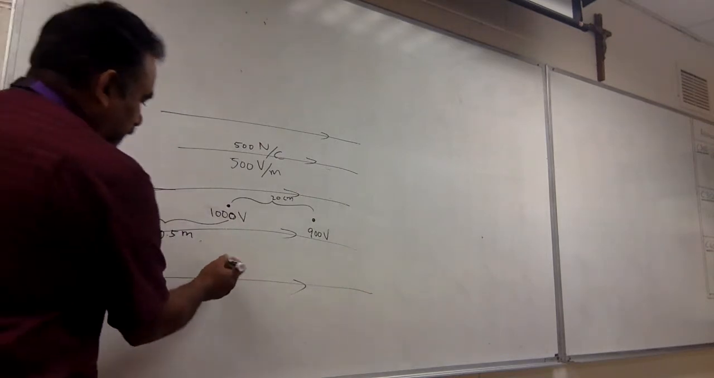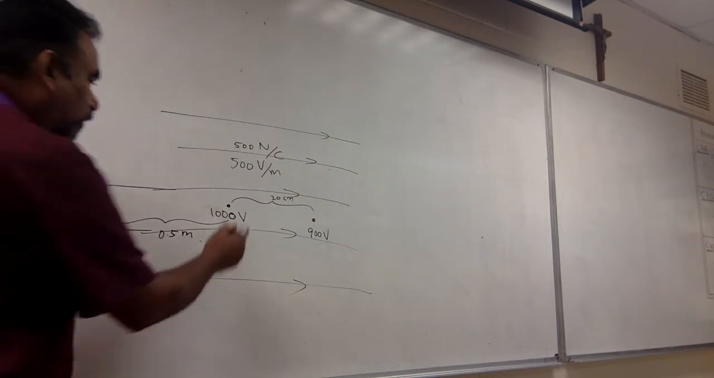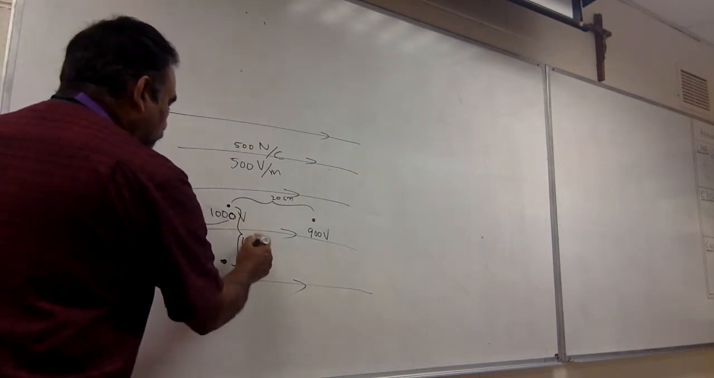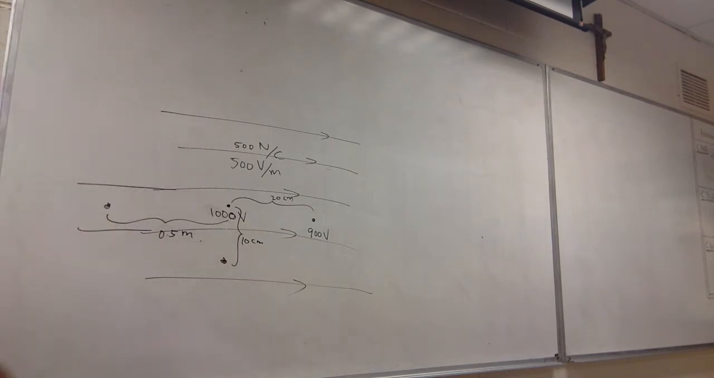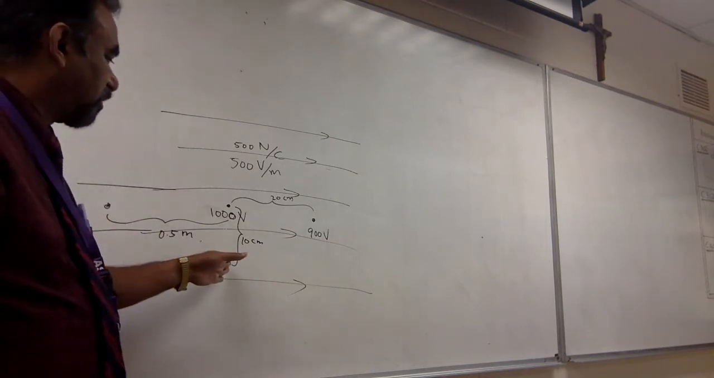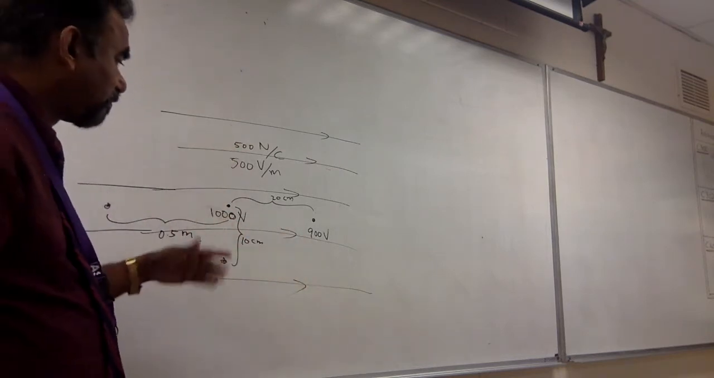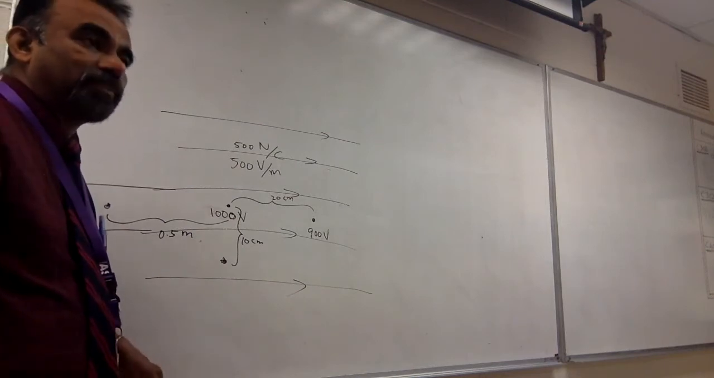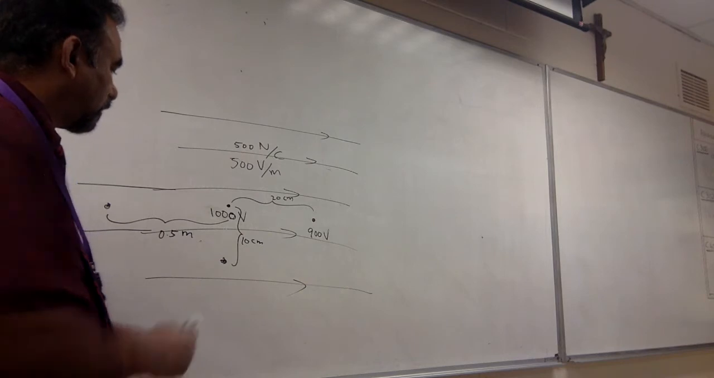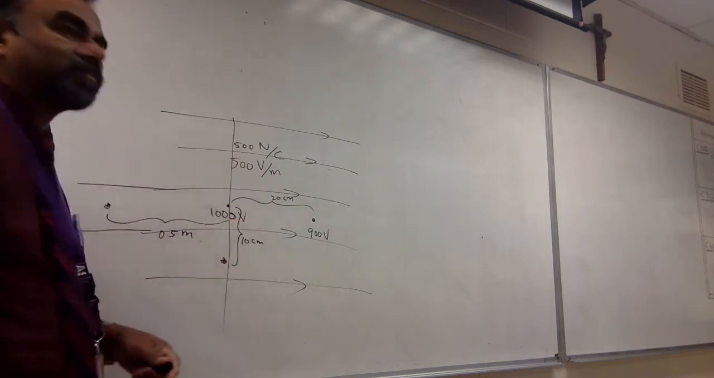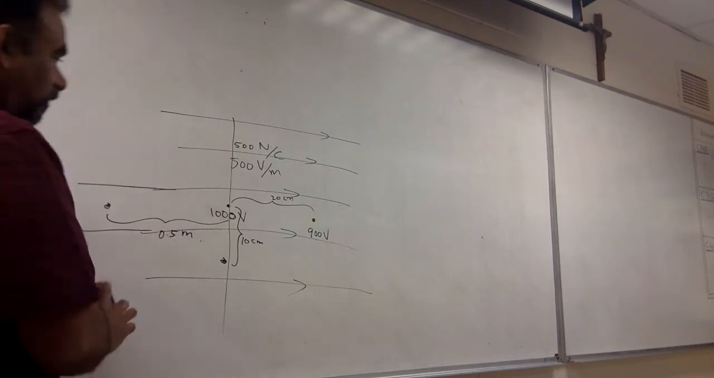What's the potential here? If I go 10 centimeters below, what's the potential? 1,000. Yes. Potential is going to be 1,000. So if you are not going along the field or against the field, the potential is supposed to stay the same. What do you call this line? Equipotential line. Good.